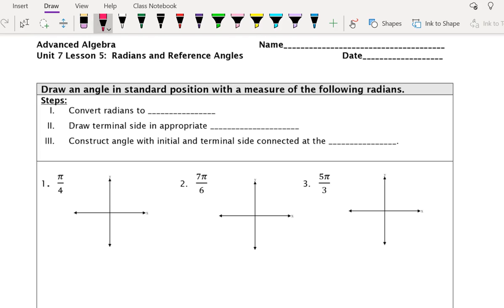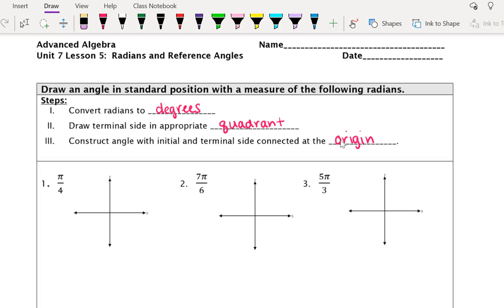Okay, so when I'm drawing an angle in standard position with the measure of the following radians, first thing is to get a gauge of where we are, you should convert your radians to degrees. Now that's not required, but sometimes that's really helpful if you're drawing angles and you're not really strong with fractions. So draw the terminal side in the appropriate quadrant. So then after we know where I'm going, we should draw our terminal side in that quadrant and construct an angle with the initial and the terminal side connected at the origin.